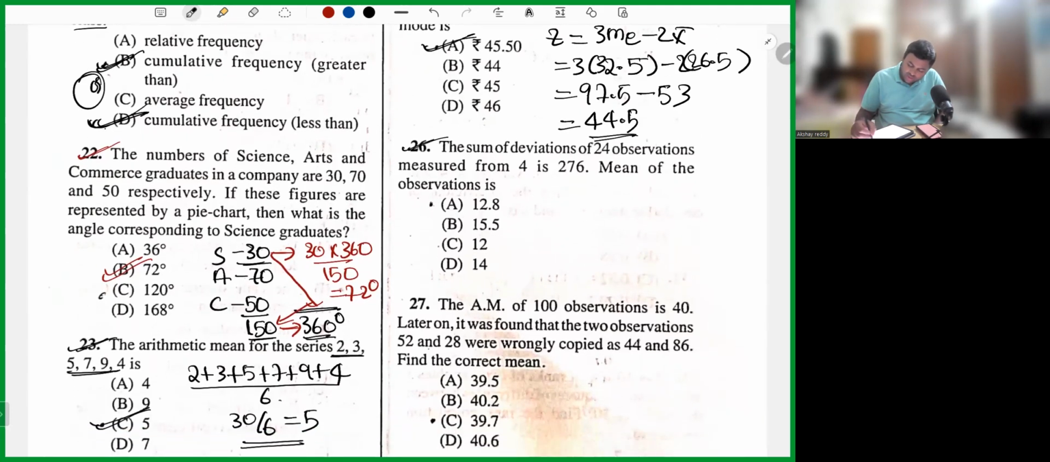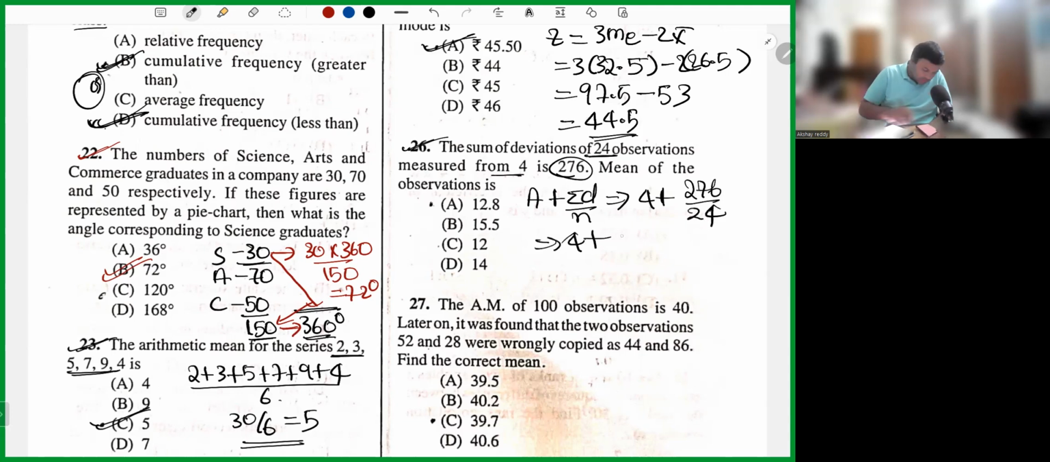Next, sum of deviations of 24 observations measured from 4 is 276. Then the mean of observations is. This is the mean deviation formula, my dear friends. Mean taken from assumed mean will be assumed mean plus sum of deviations by number of observations.